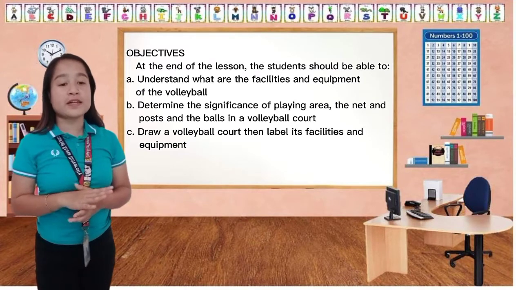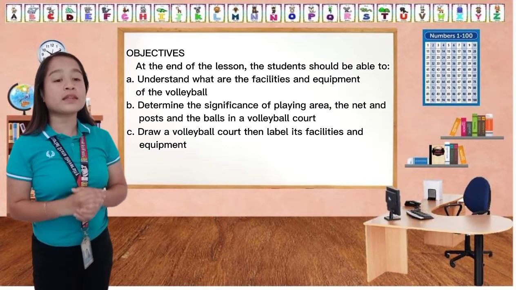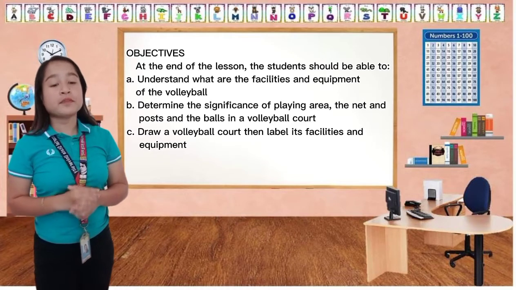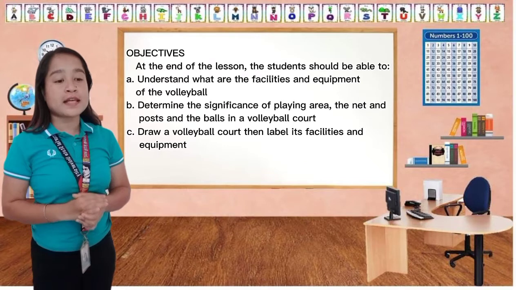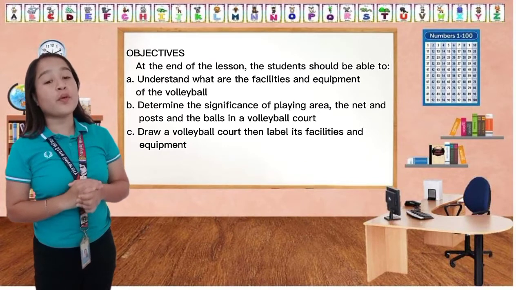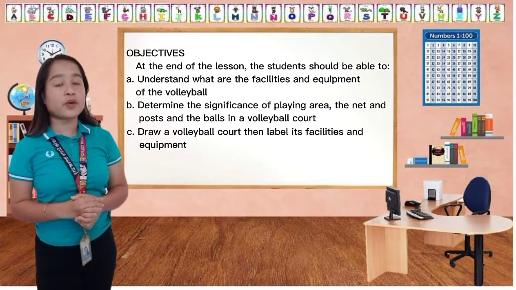So at the end of the lesson, the student should be able to, letter A, understand what the facilities and equipment of volleyball are. Then letter B, determine the significance of the playing area, the net and posts, and the balls in a volleyball court. Then letter C, draw a volleyball court, then label its facilities and equipment.